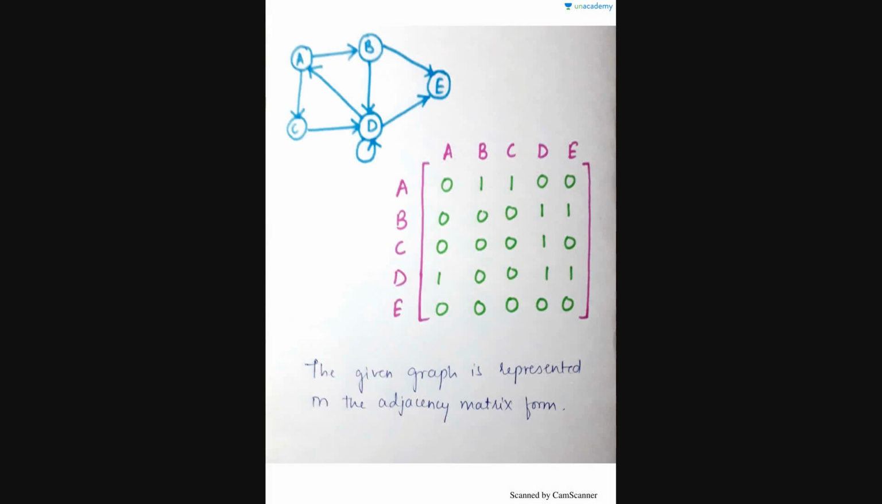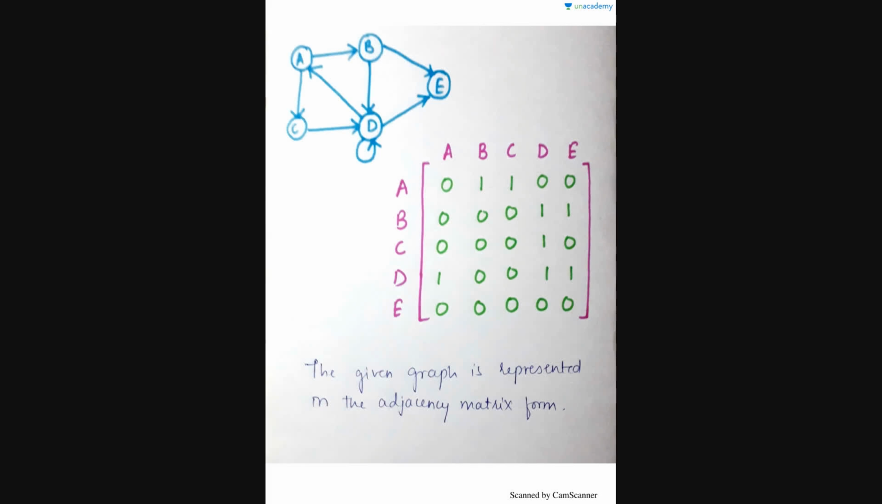So, this is the example for this. Here the graph is given: A, B, C, D, E. AB is 1 edge, BE is 1, DE is 1, D to A is having 1 edge, A to C is having 1 edge, C to D is having 1 edge, and there is a self loop for D.